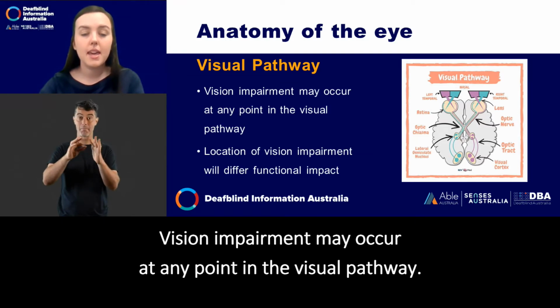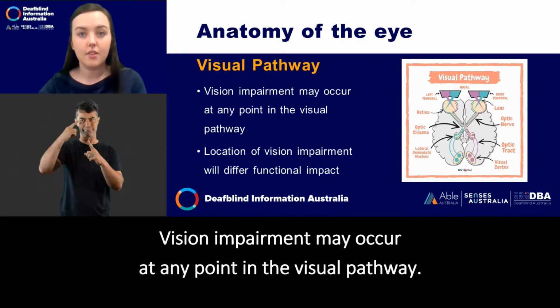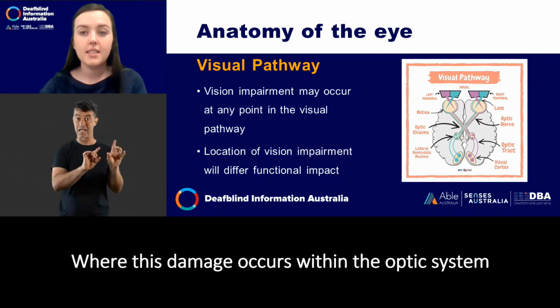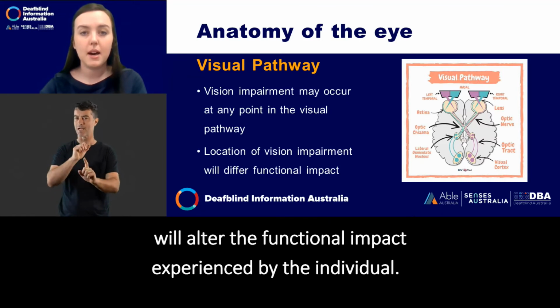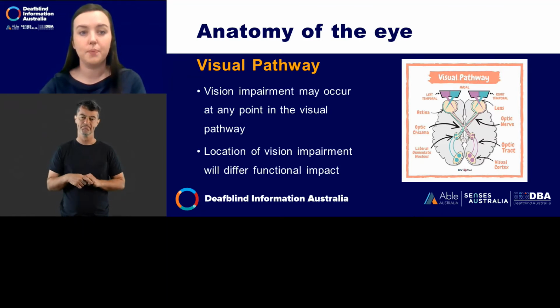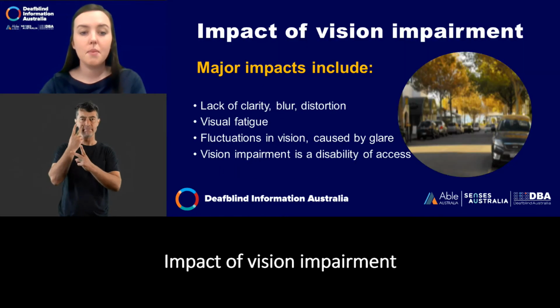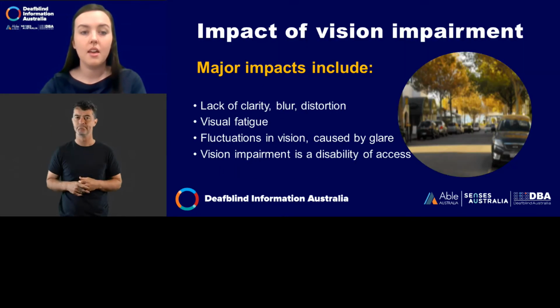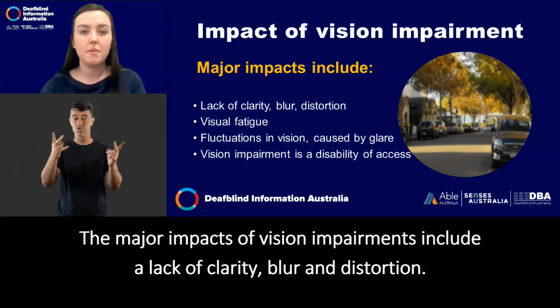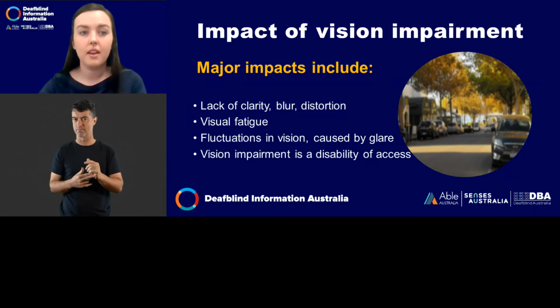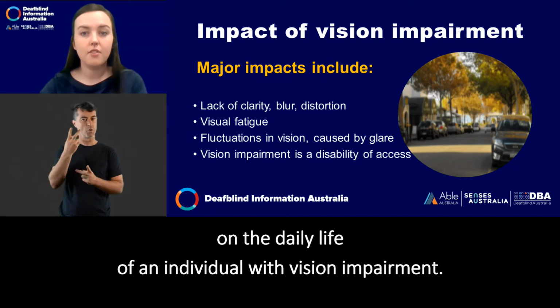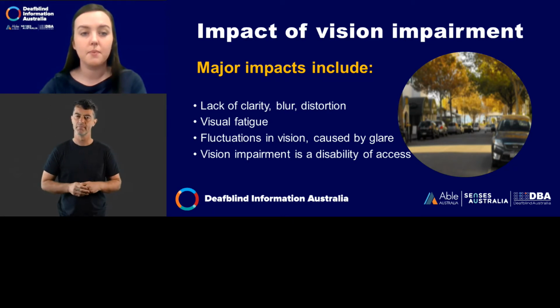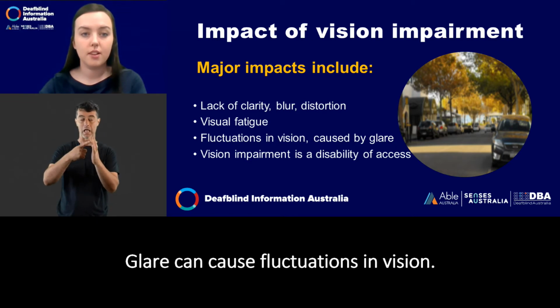Vision impairment may occur at any point in the visual pathway. Where this damage occurs within the optic system will alter the functional impact experienced by the individual. Impact of vision impairment. The major impact of vision impairments include a lack of clarity, blur, and distortion. Fatigue also has a huge functional impact on the daily life of an individual with vision impairment. Glare can cause fluctuations in vision.